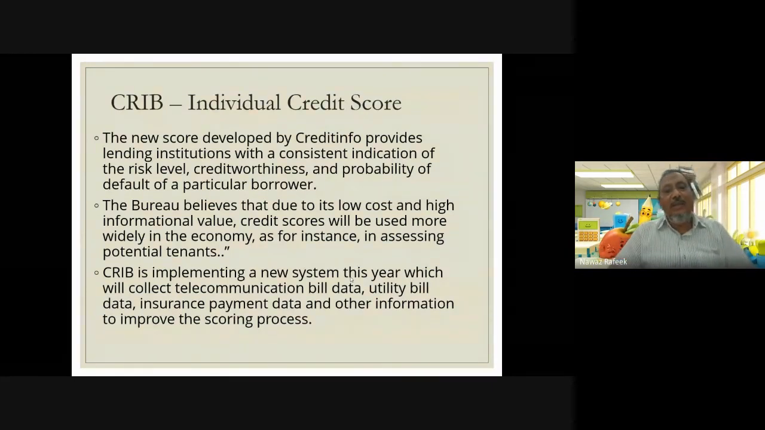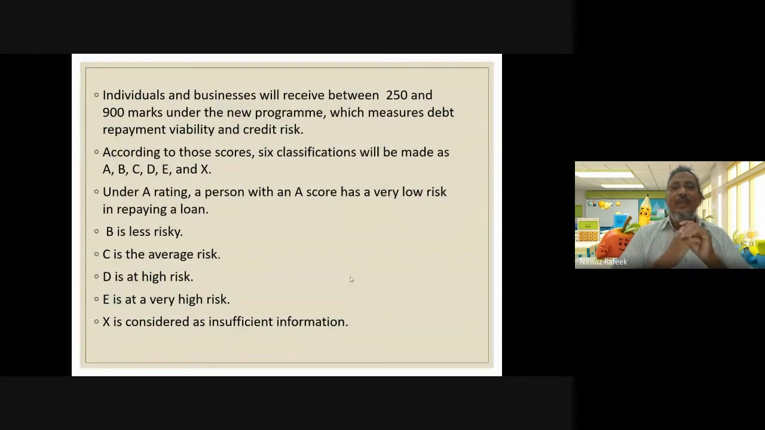Information is incorporated in that. So it is going to be a very broad analysis. So let's see how these ratings are given by the CRIP. Individuals and businesses will receive between 250 and 900 marks under the new program, which measure debt repayment viability and credit risk.